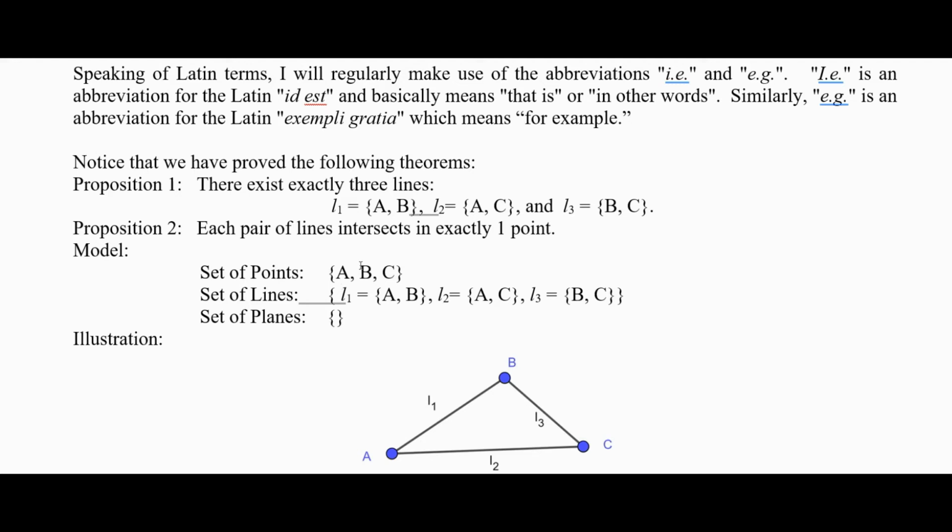Here's our model. The set of points is the set A, B, and C. The set of lines is the set containing the set AB, the set containing A and C, and the set containing B and C. Each one of those is a line. They're also notated as L1, L2, and L3. There are no planes in this one, so we don't have to worry about that. This would also be consistent if you said that there was one plane containing everything.